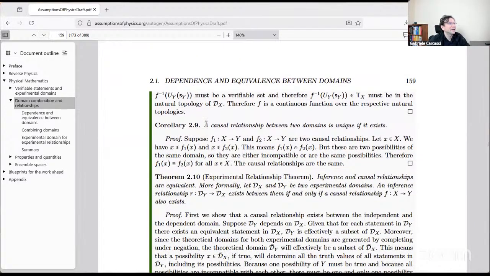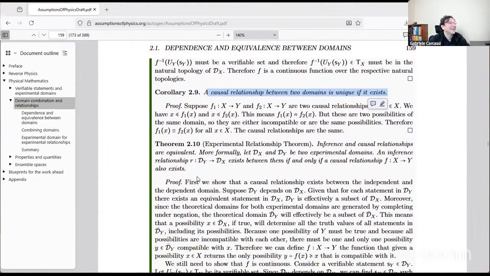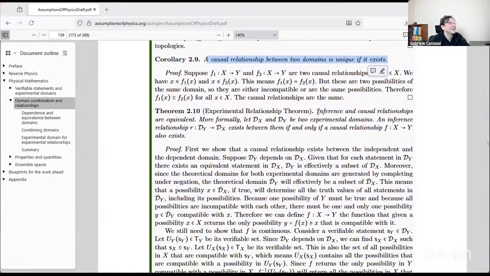And then the other corollary is that the causal relationship between them is unique if it exists. You can't have two domains with two different causal relationships. If there is one, there is only one. And then the most important thing is this theorem that inference and causal relationships are equivalent. That is, if dx and dy are two experimental domains, an inference relationship R exists between them if and only if a causal relationship also exists.